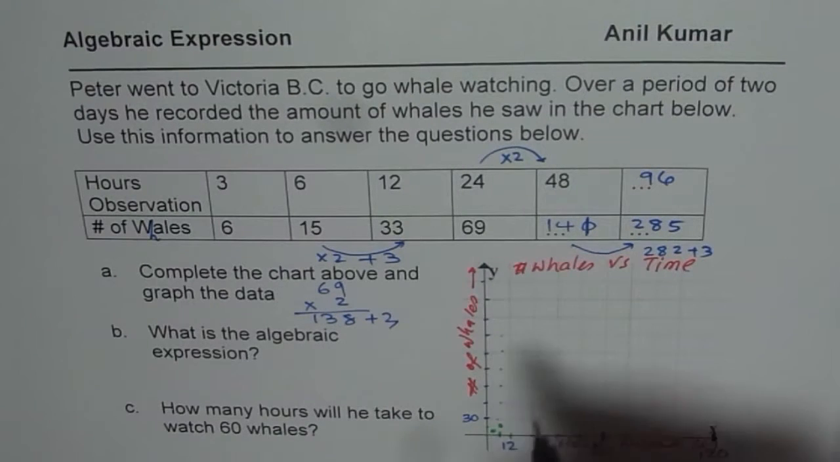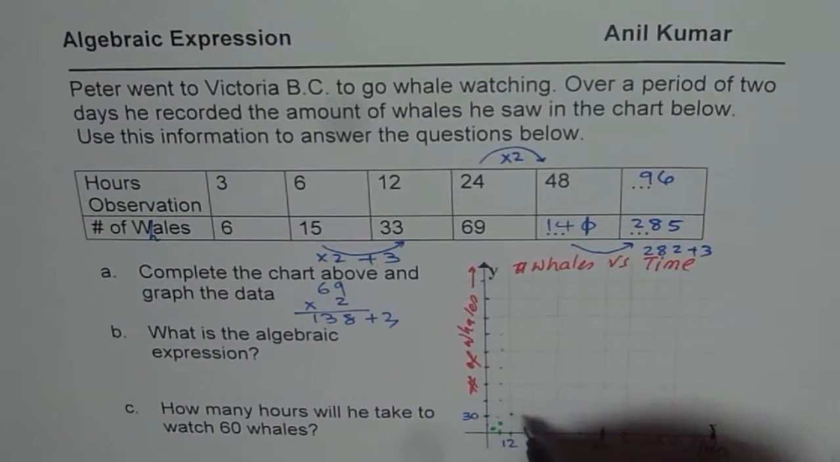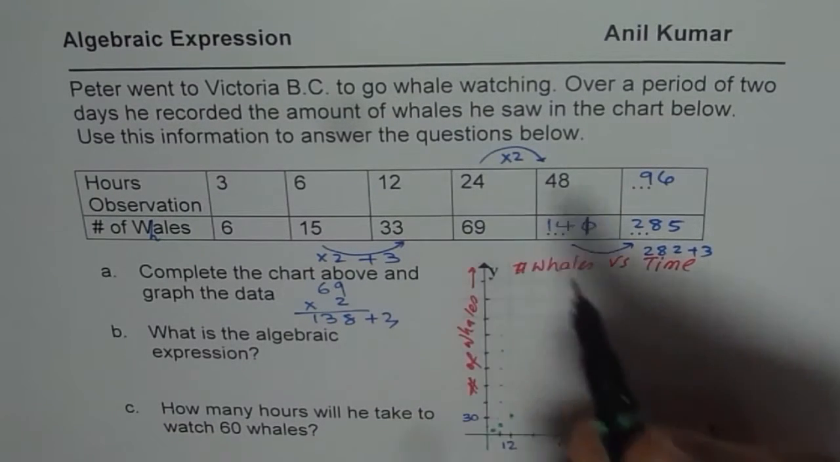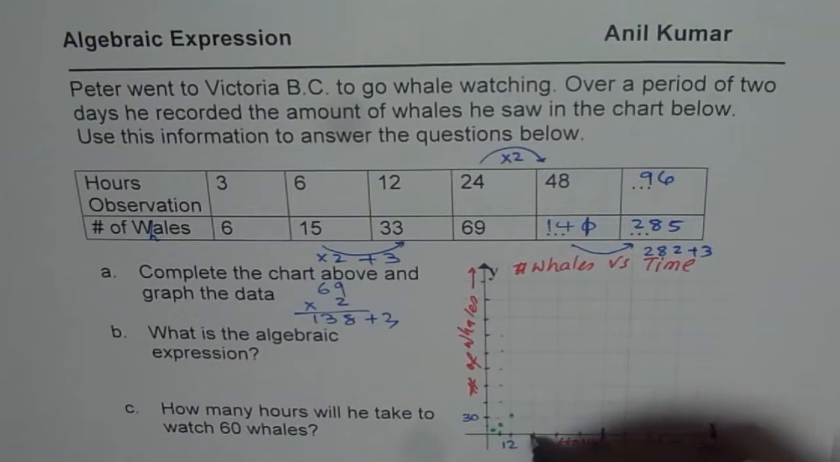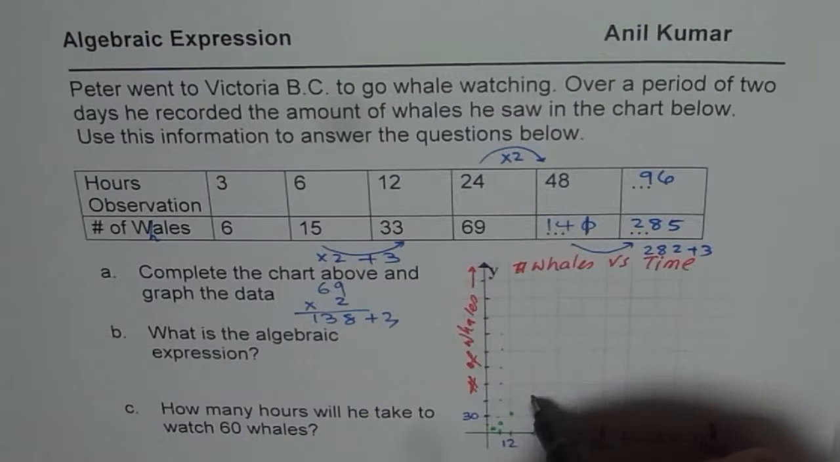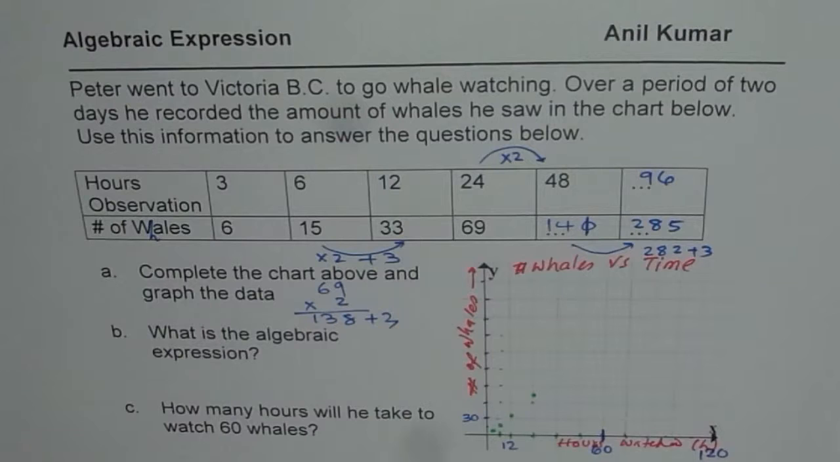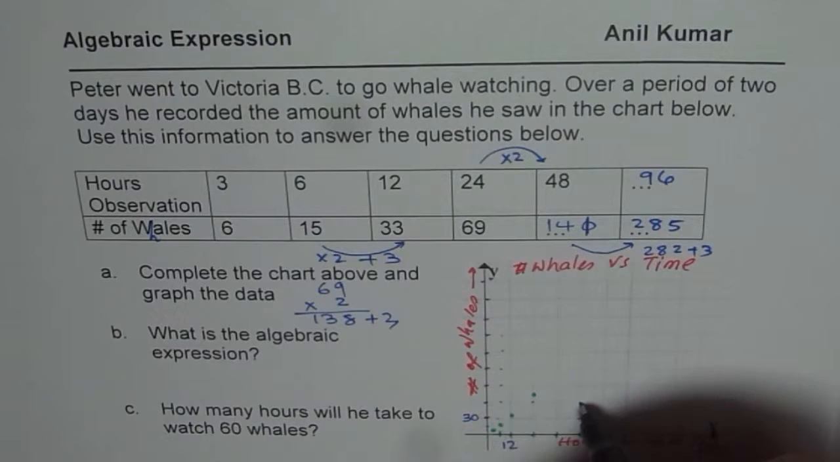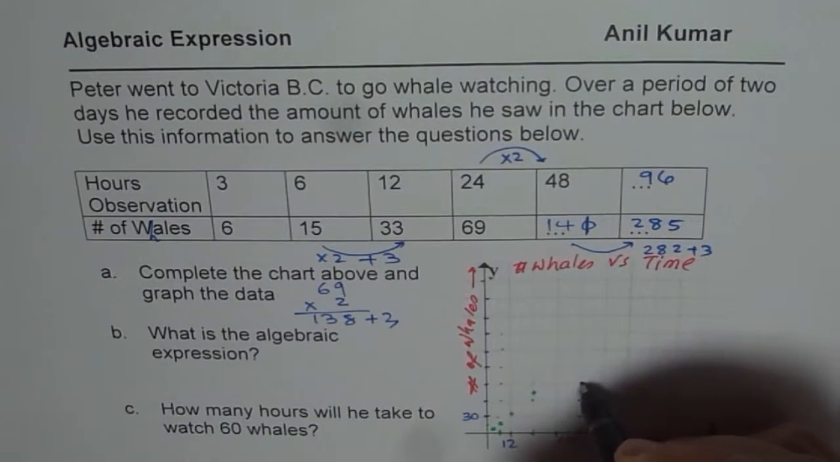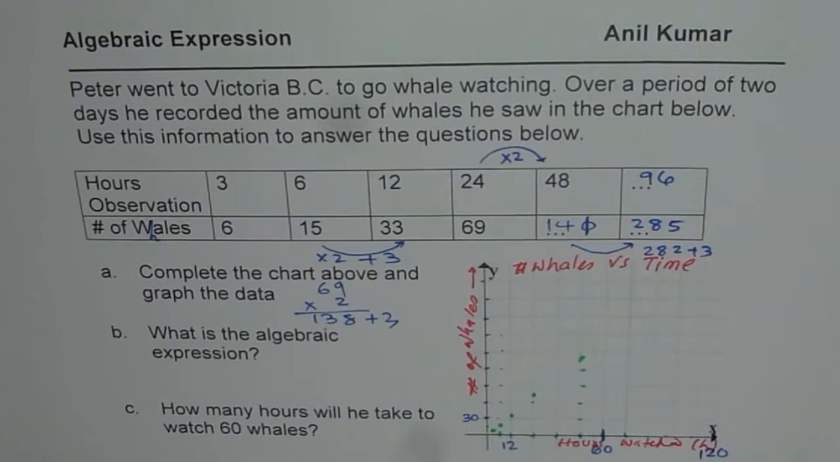Now for 12 it is 33, so 30 is slightly more than 3, so we get another point here. For 24 it means I have to go 2 divisions, and for 24 it is 69. 69, this is 60, and that is kind of 69, correct? So we get the third point for 24. Then 48 means 4 of these, right? So 1, 2, 3, 4, so that is 48. It is 140, so we go 30, 60, 90, 120, 150, so it's less than 150, so kind of here, do you get it?